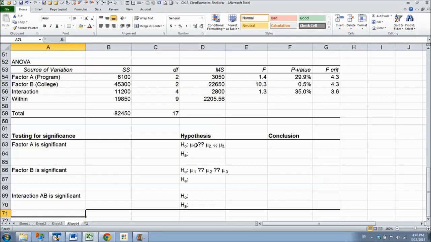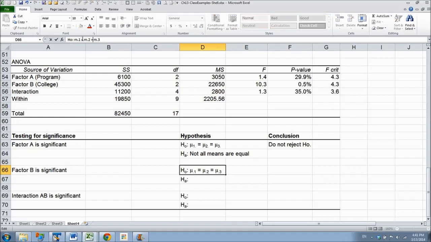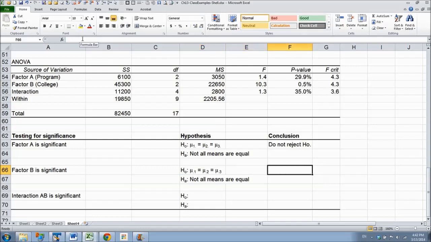The first hypothesis is whether the row means, mu1 dot is equal to mu2 dot is equal to mu3 dot, and the alternative is that at least one mean is different. And the conclusion for this test: since the p-value is greater than 5%, we cannot reject the null hypothesis. Factor B is mu dot 1, College of Business, equal to mu dot 2, College of Engineering, equal to mu dot 3, which is Arts and Sciences, against the alternative that not all means are equal. Now here our p-value is less than 5%, so we reject the null hypothesis.